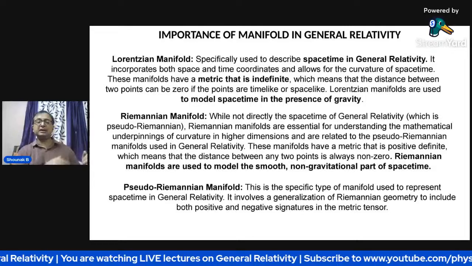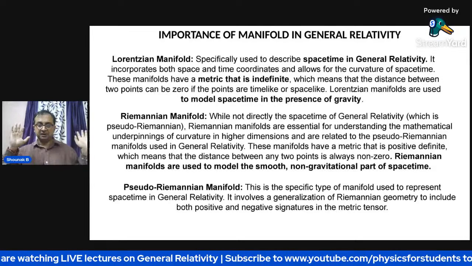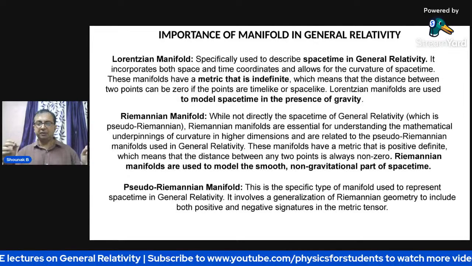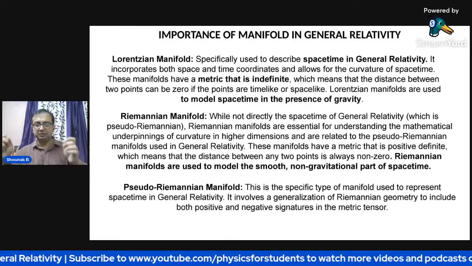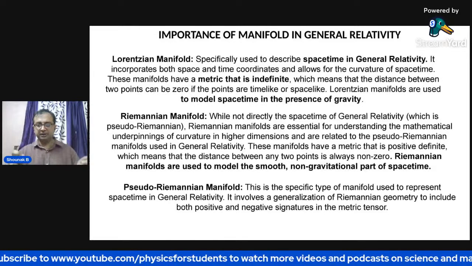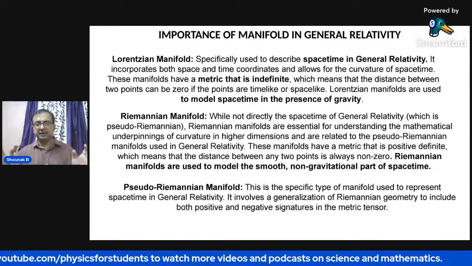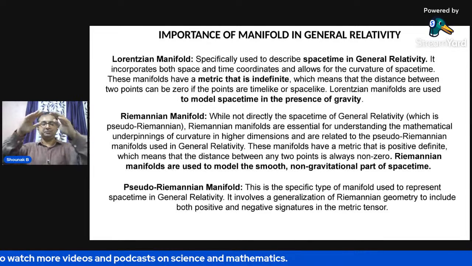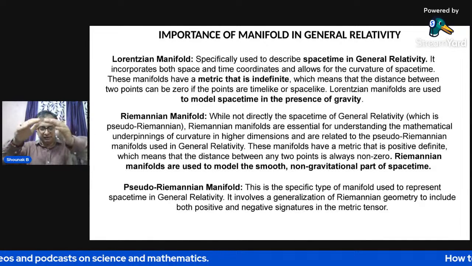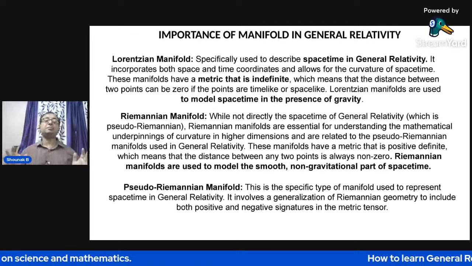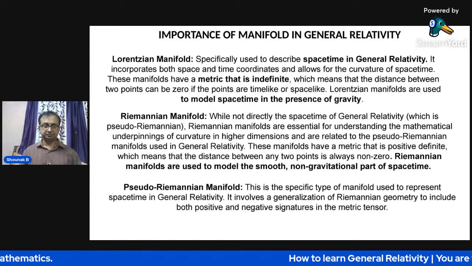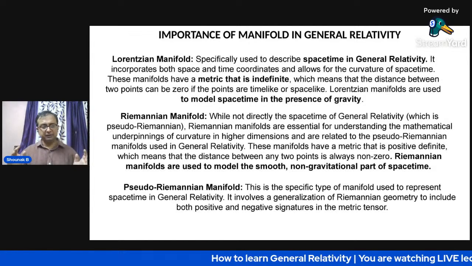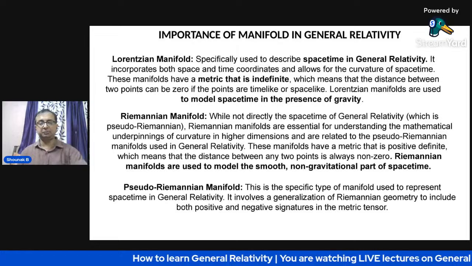So the Lorentzian metric is indefinite, whereas the Riemannian metric is positive definite. Riemannian manifolds are essential for general relativity and so on, and their metric is positive definite. That means the curvature, if you take a sphere, will always converge. It has a positive definite curvature, and this positive definiteness will lead to a volume change. We will come to that later.